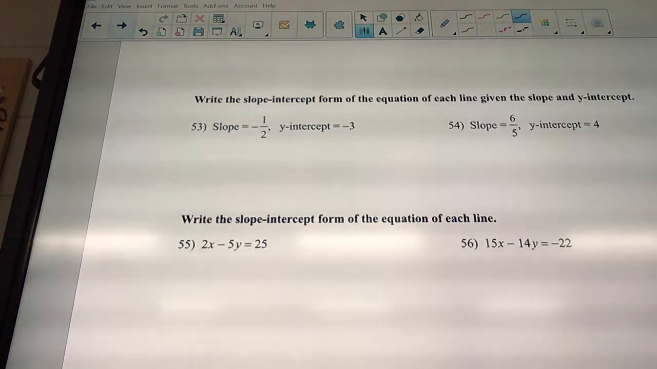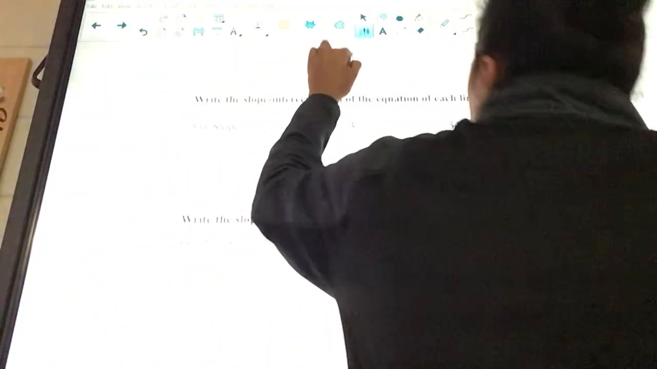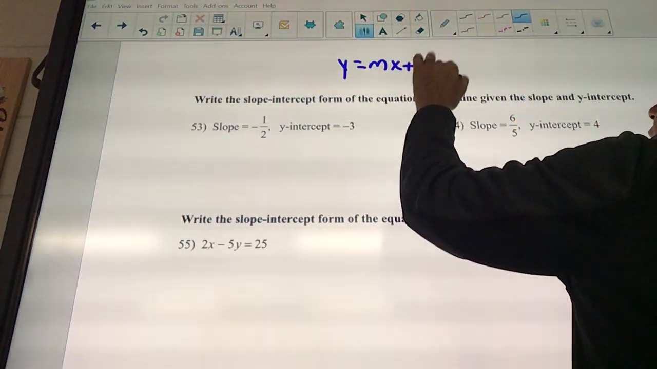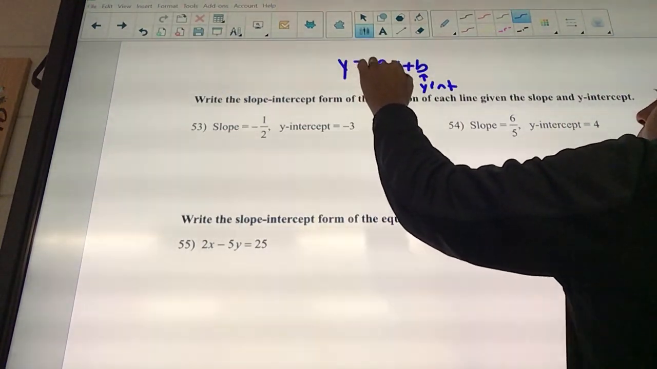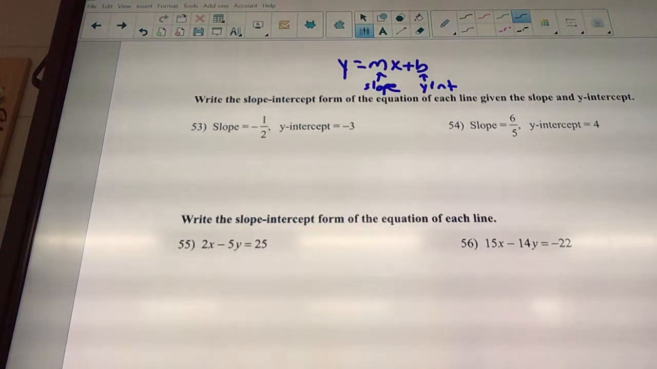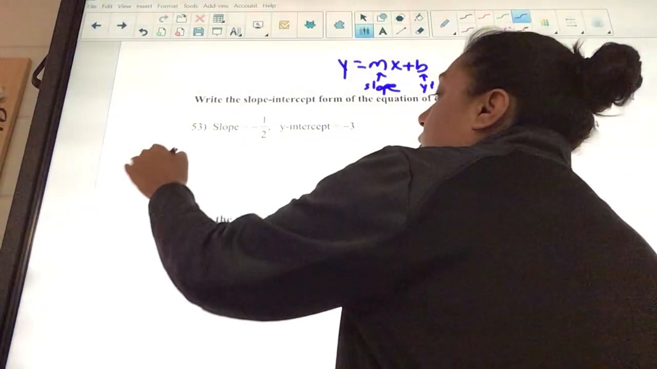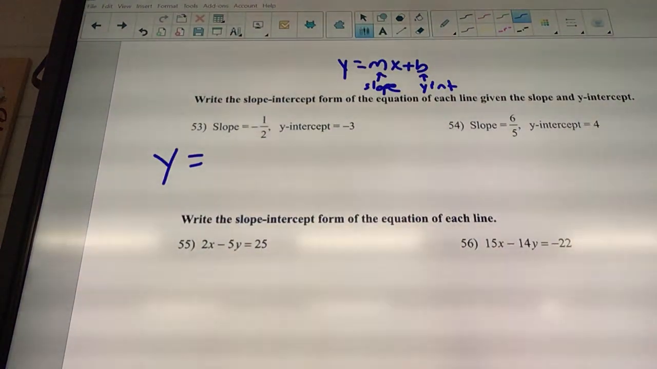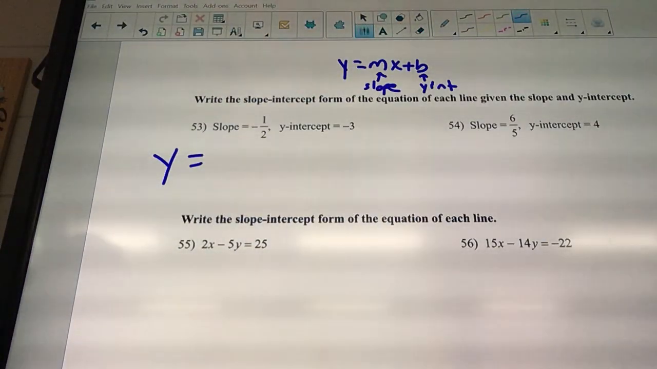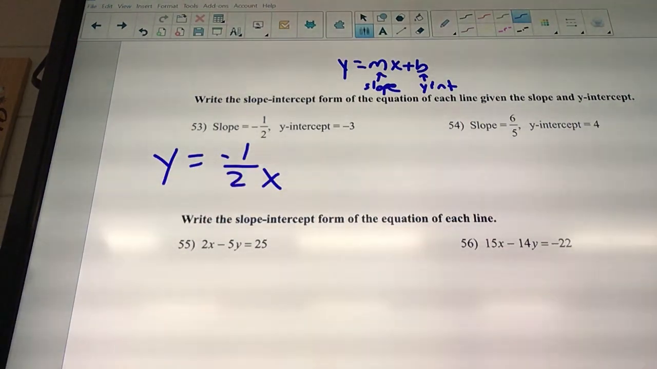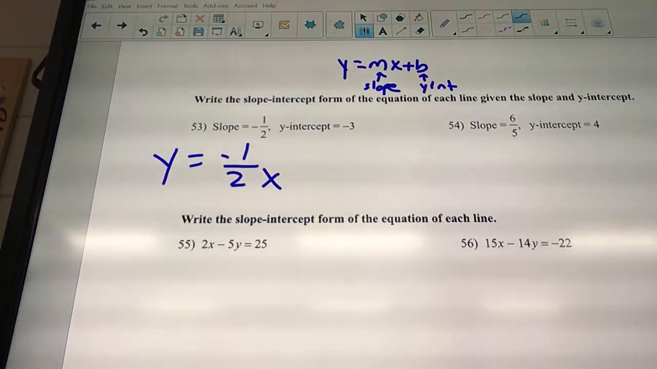Okay, 53, it's going to be in that same form. Okay, y equals mx plus b, where this is my y-intercept, and that's my slope. Okay, so it's going to be y equals, what is my slope? What does it say the slope is? Negative 1 over 2 x. What's the y-intercept? Negative 3.